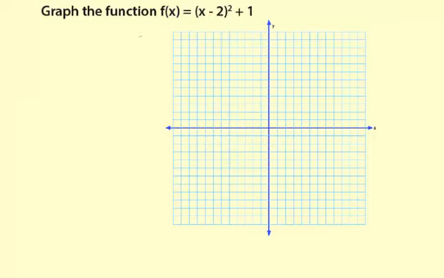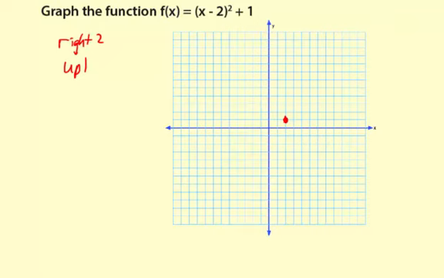So we have an x minus 2 here, which means right 2. And then we have a plus 1, which means up 1. And those are the transformations from f of x equals x squared. And f of x equals x squared has a vertex at 0, 0. So that means the vertex of this function is going to be right 2 from 0 and up 1 from 0, in other words, right there.